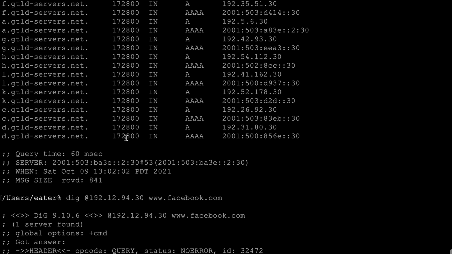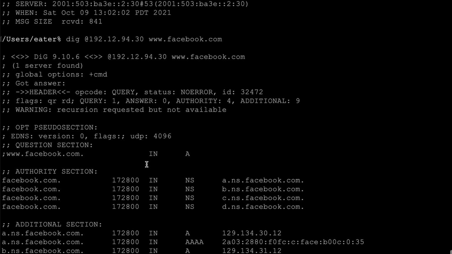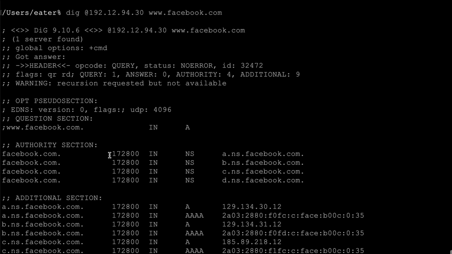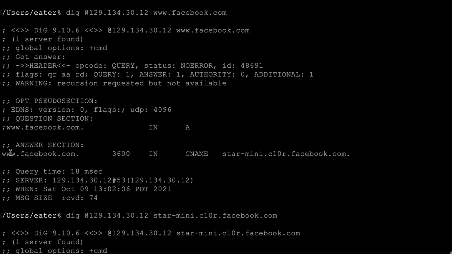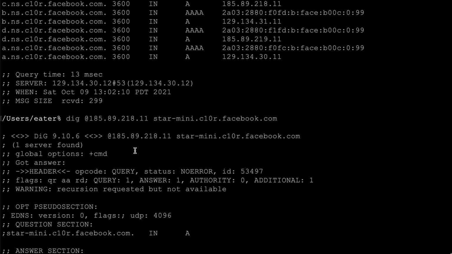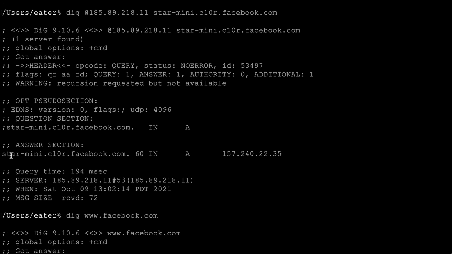And then the top-level domain servers, when we asked about Facebook, said that Facebook's name servers can also be cached for 48 hours. But then Facebook's name server says that www.facebook.com, that alias to starmini, can only be cached for 3,600 seconds, or 1 hour. And then the mapping of starmini.c10r.facebook.com to the actual IP address can only be cached for 60 seconds.